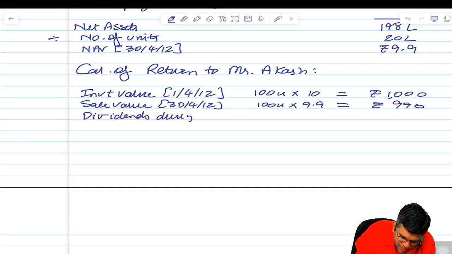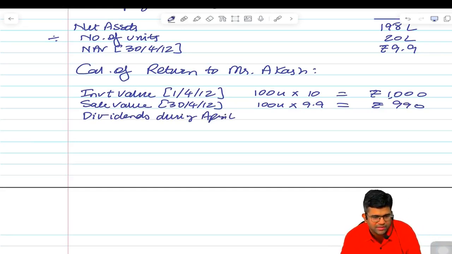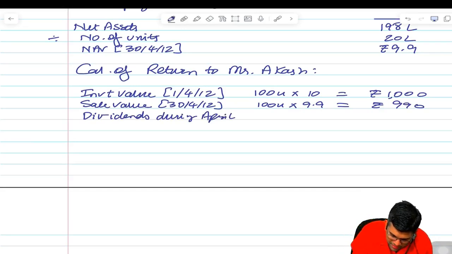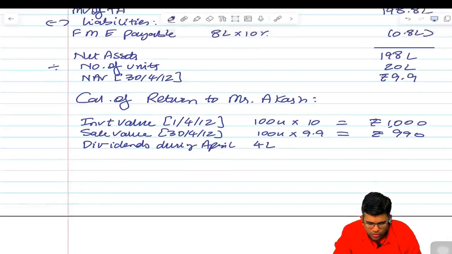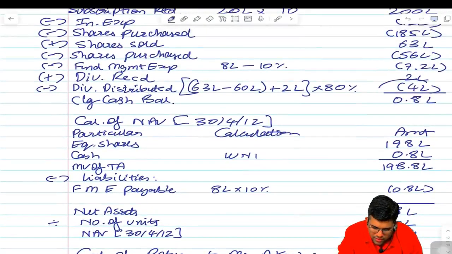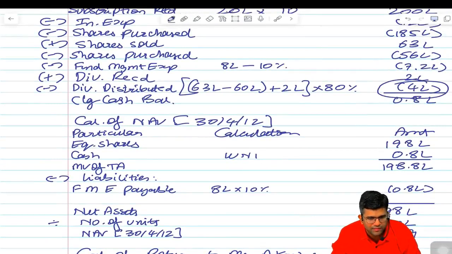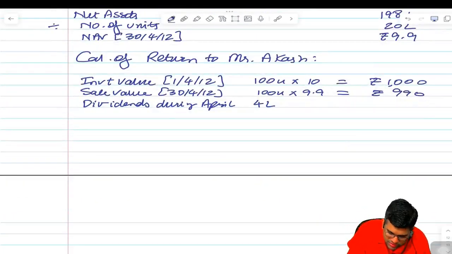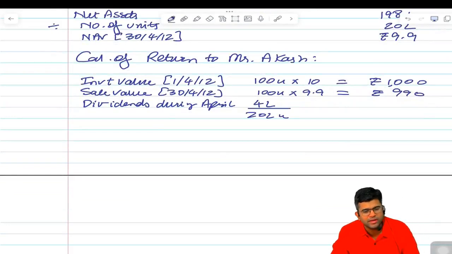Dividends during April. Now the question is, how much dividend is the mutual fund distributing? Can I say the mutual fund is distributing a total of 4 lakh rupees as dividend? Total dividend distributed was 4 lakh rupees. It was distributed amongst 20 lakh units. I hope you are able to understand.